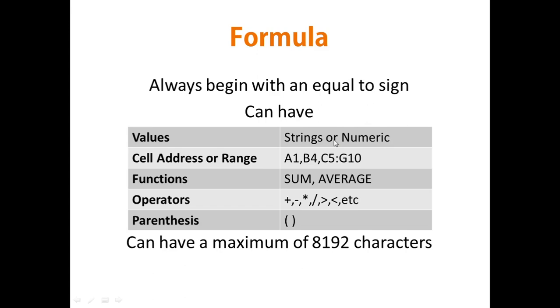But a formula, please remember, can have only a maximum of 8,192 characters. Now let's get back to the Excel sheet and write our formula. So a formula in Excel should always begin with an equal to sign. So let's write the equal to sign.